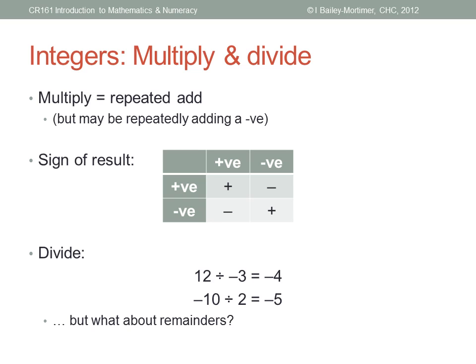But now what about division? Well, it's just the opposite of multiplication. How many groups of -3 go into 12? Why, -4 of them, of course. How many groups of 2 make -10? -5 groups of 2 make -10.